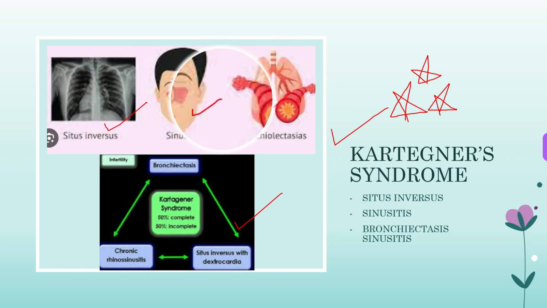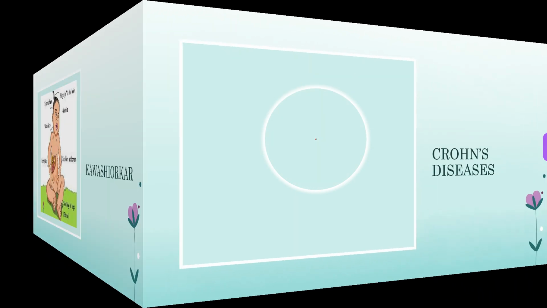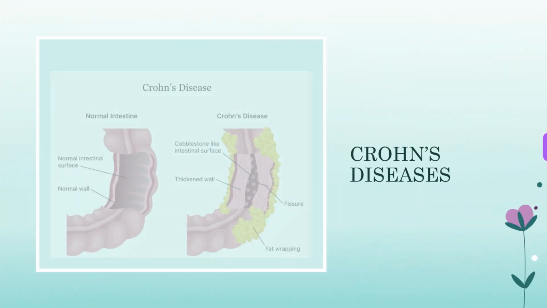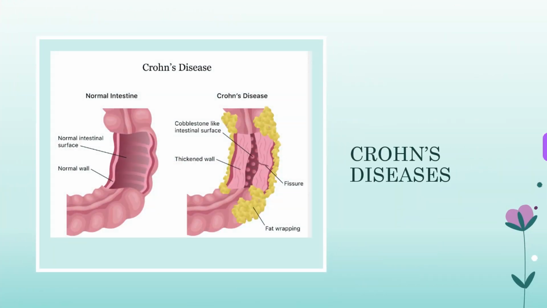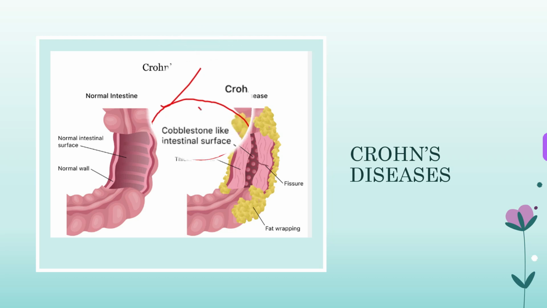Next, kwashiorkor is characterized by fatty liver, edema and Bitot spot. Next is Crohn's disease. Crohn's disease is characterized by lymphoid hyperplasia, skin lesions, transmural involvement, cobblestone appearance. This is very important here, cobblestone appearance. And next is the string sign.